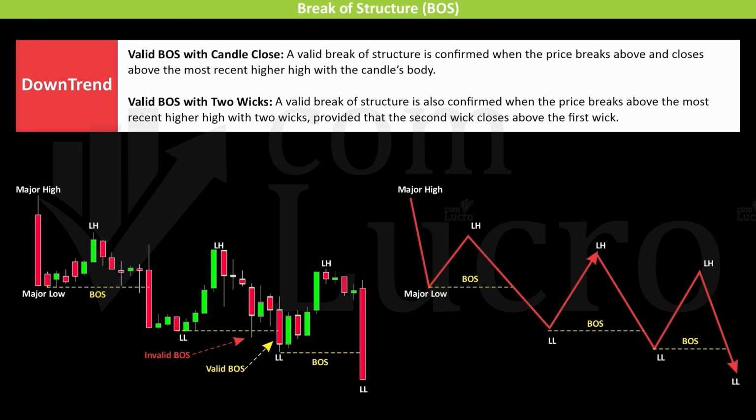To confirm a genuine break of structure, the price must close below the low's range with the candle's body. Moreover, if the subsequent candle's wick surpasses the first candle's wick and closes above the low's range, this then qualifies as a valid break of structure. We must also update our major low and major high accordingly.